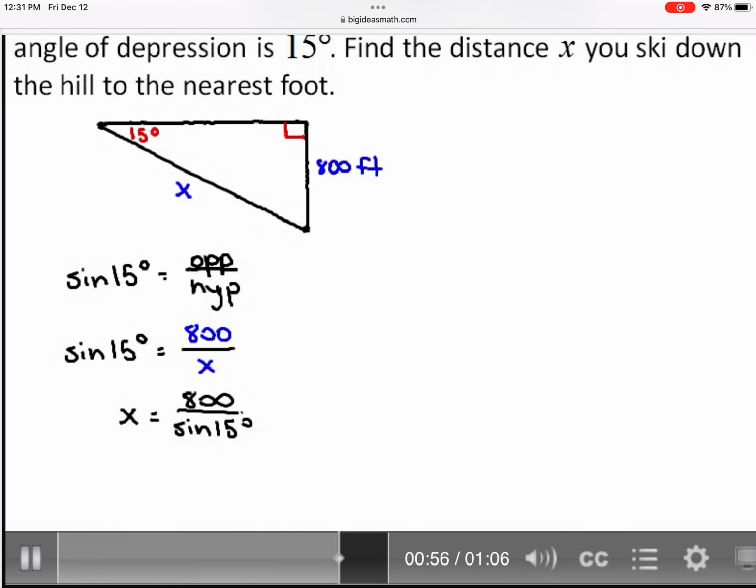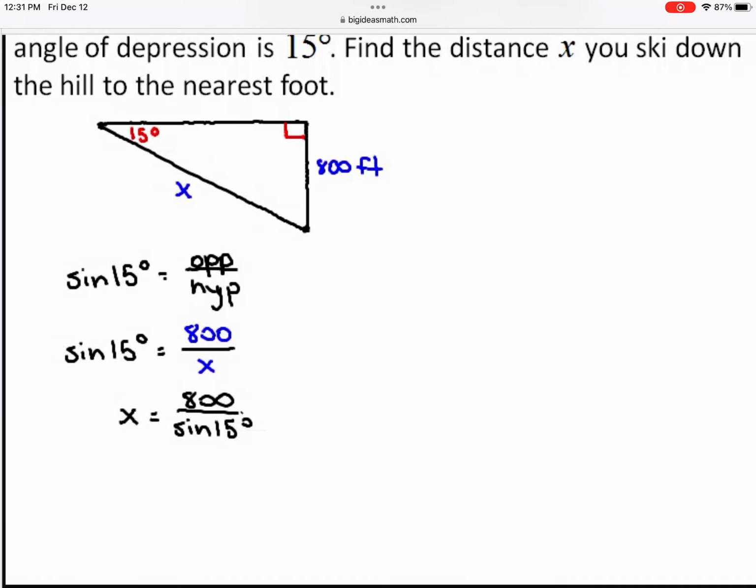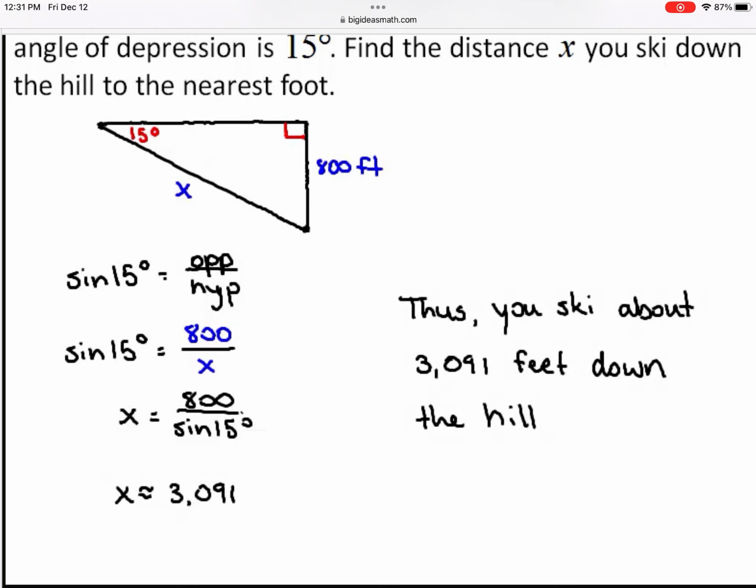Then using a calculator to solve gives that x is about 3,091. Thus, you ski about 3,091 feet down the hill.